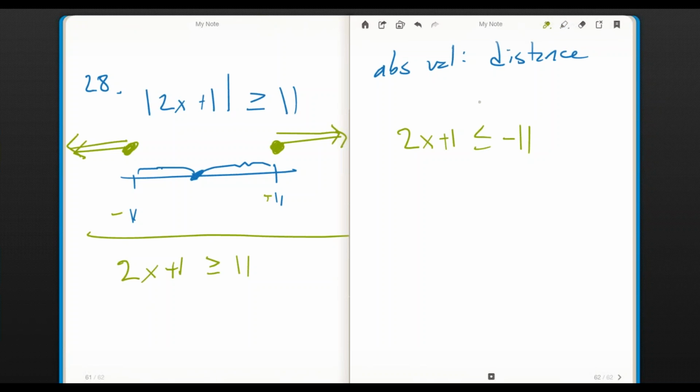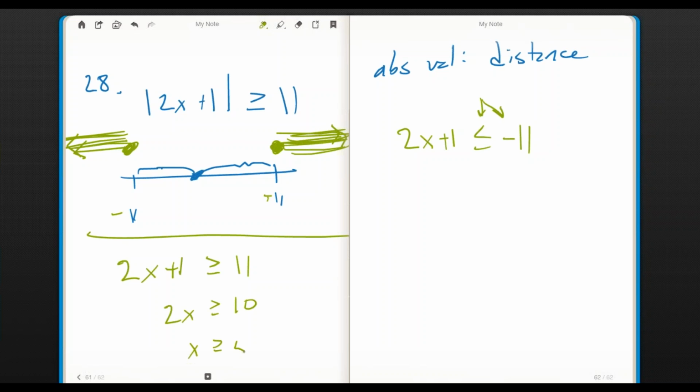This is what you have to remember. It's less than or equal to a negative 11 because it's that way. Greater than or equal to a positive 11 is this way. So 2x greater than or equal to 10, x greater than or equal to 5. 2x less than or equal to negative 12, x less than or equal to negative 6.